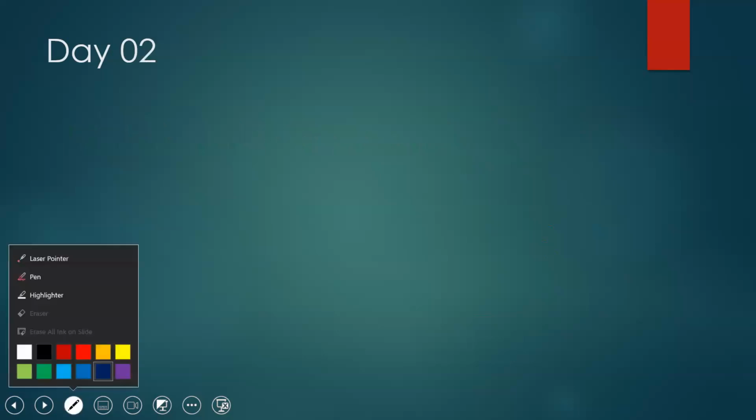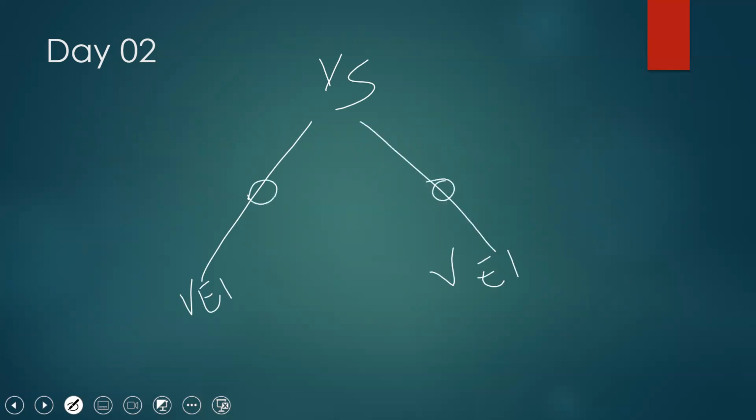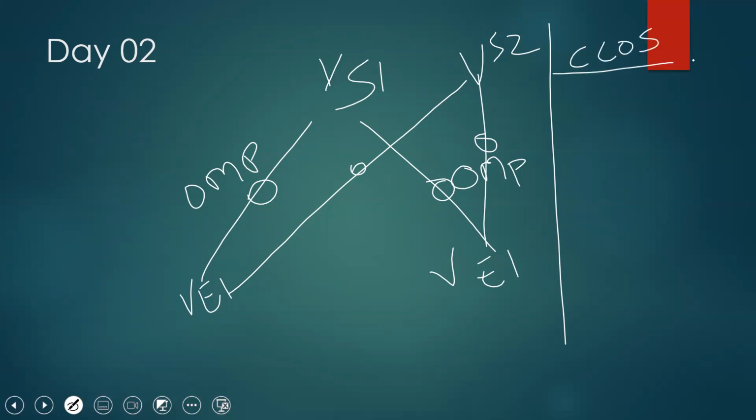if you have vSmart and vEdge devices, they will form, obviously, a control connection with DTLS, but the protocol is OMP. And suppose we have two vSmarts, then the protocol is OMP. You know, this architecture behind the scenes is referred to as a Clos fabric architecture.